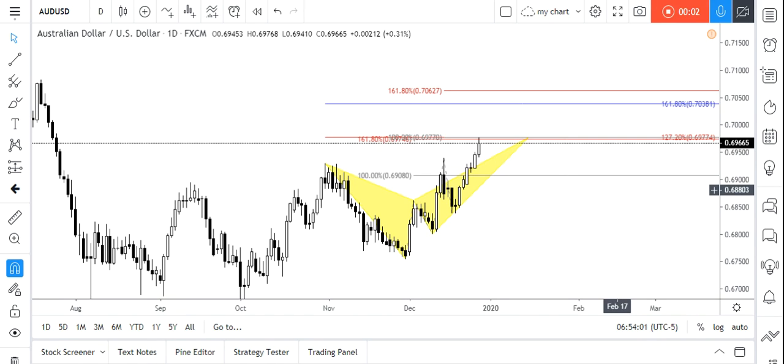Hi, fellow traders. I had explained the buy trade setup on AUD USD a few days ago, and that was based on this pattern, the underformation butterfly. So we were in a buy position. The target of our buy position has been hit by the market today, and we have successfully made profit.